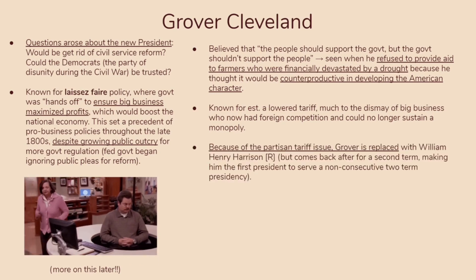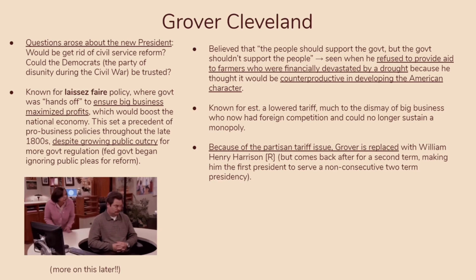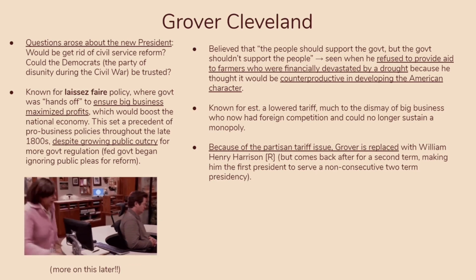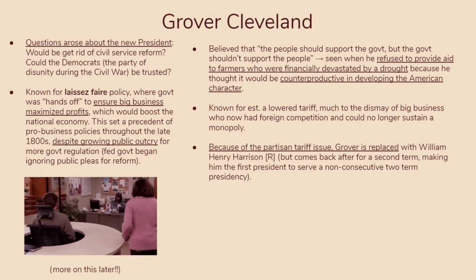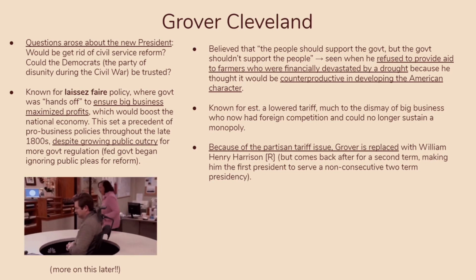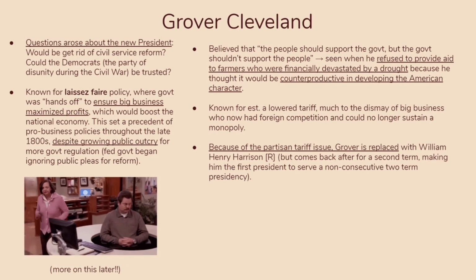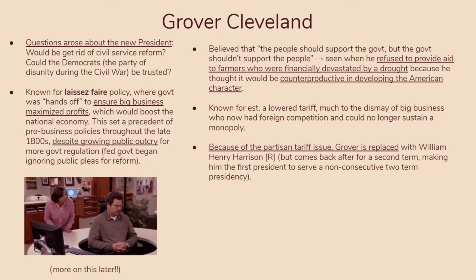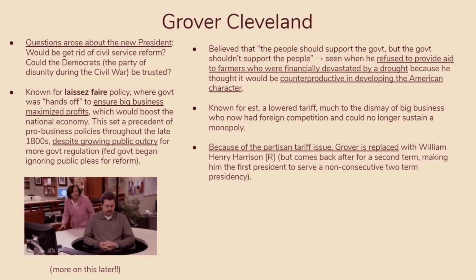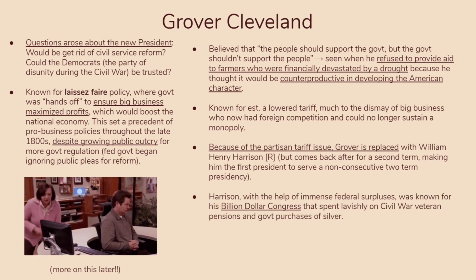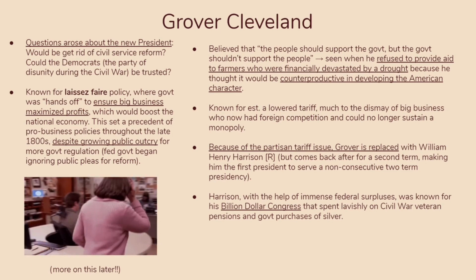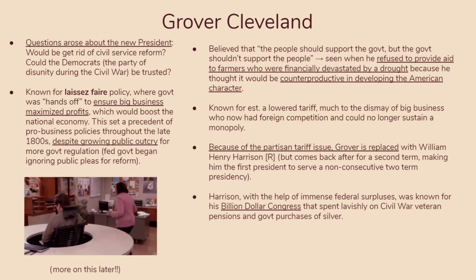And because of this partisan tariff issue, Grover is replaced with Benjamin Harrison, who is a Republican. But Cleveland comes back for a second term, making him the first president to serve a non-consecutive 2-term presidency, which I just mentioned before. And in terms of Harrison's presidency, you don't really need to know too much, maybe 2 things. But one of them is the $1 billion Congress.